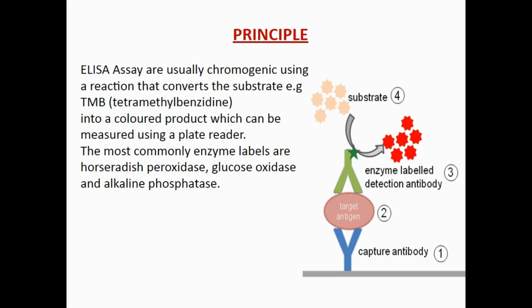So in this picture you can see that there is an antigen-antibody complex. The antigen is bound by a capture antibody and an enzyme-linked antibody. And when the antigen and the antibodies make a complex, on adding the substrate, it gives us a color.